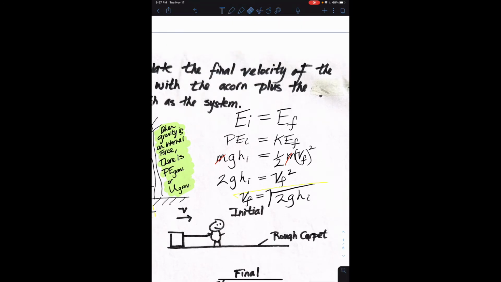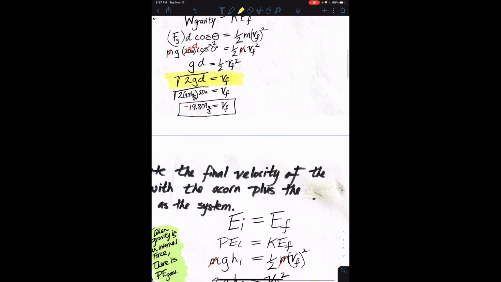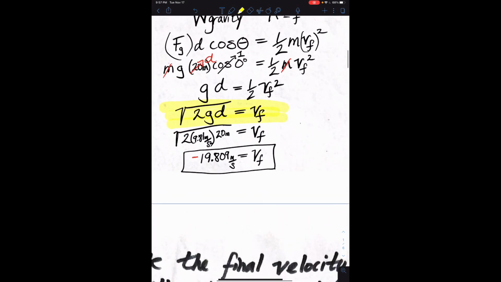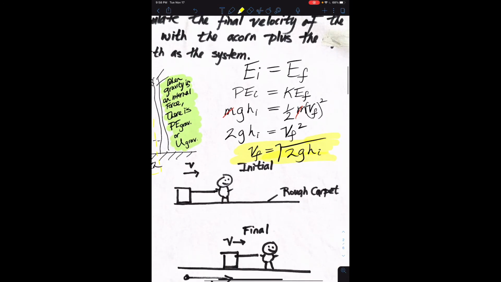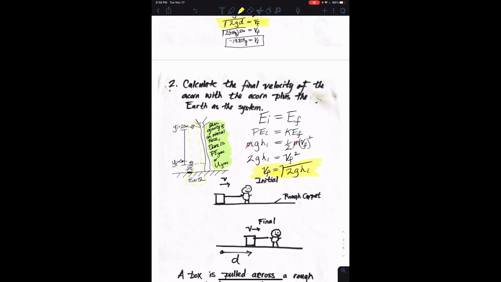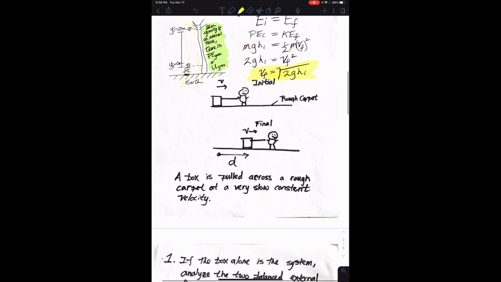And that is exactly identical to what we had a second ago, right? And then we solved for vf. We called it 2gd, but d is the same as h. They're both 20 meters, so it all works out. It's all good. Okay, good. Let's look at the next problem here.